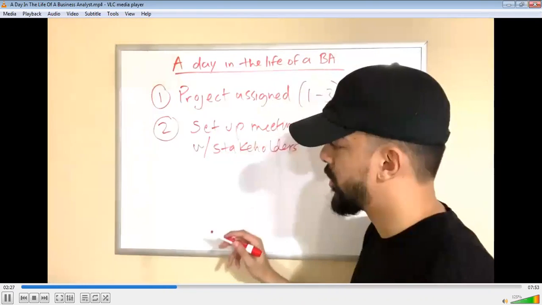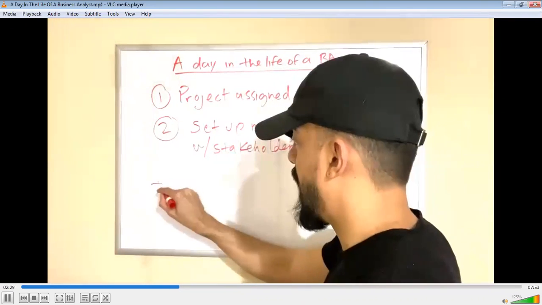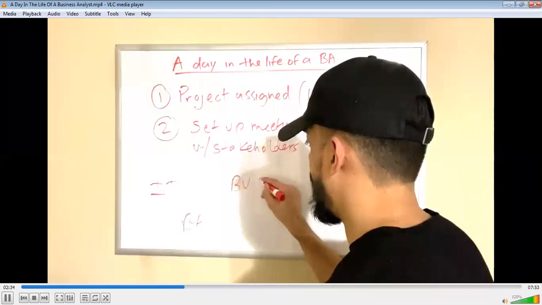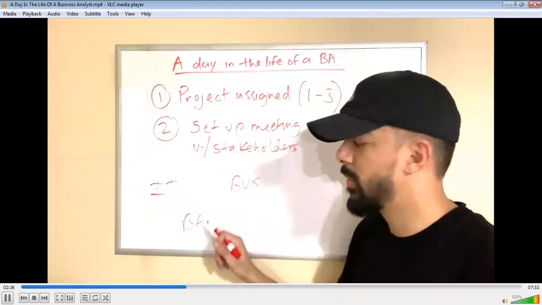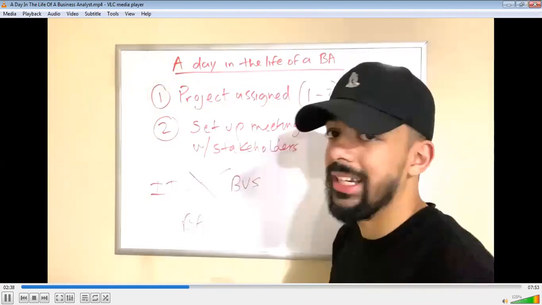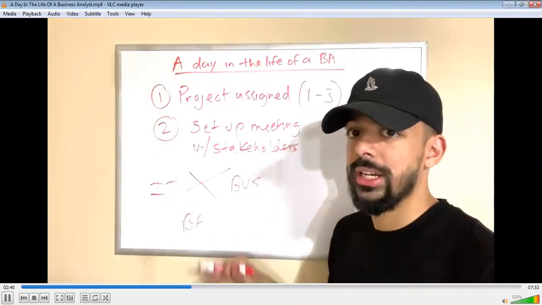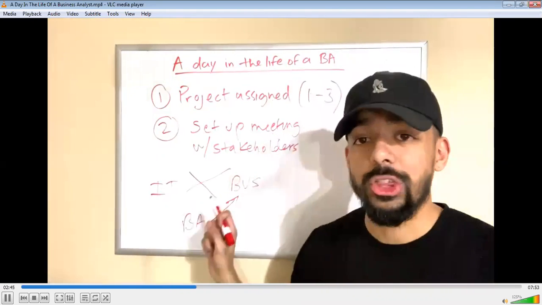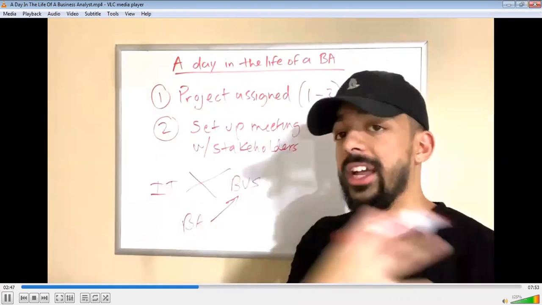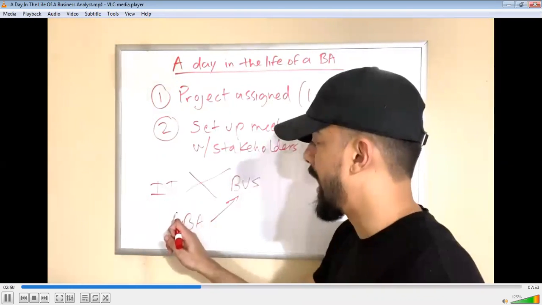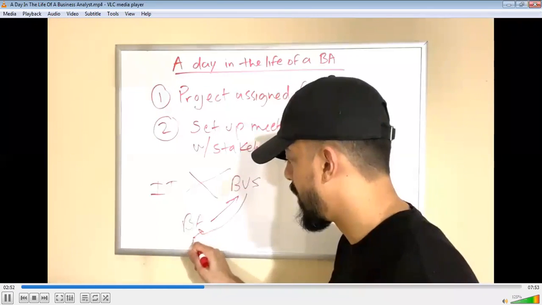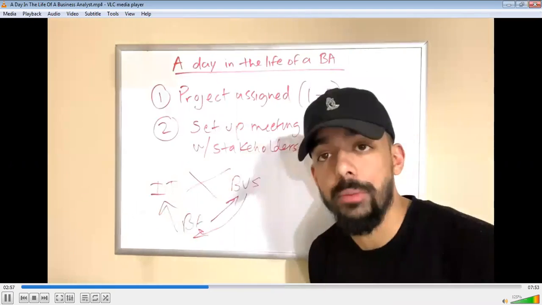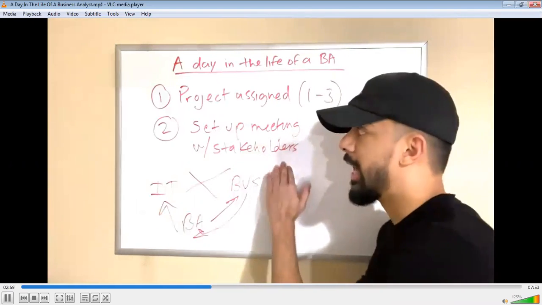So remember, I told you that the BA is the middleman between the IT and the business. And because the business and the IT can't talk in the same language, that is where the BA comes in. So I'm going to need to go to the business and get those requirements, okay? And if you guys want to know more about that, check out my other videos. And once I get those requirements, then I can go ahead and translate that and hand it off to the developers, the IT department. So I'm going ahead and I'm setting up these meetings.